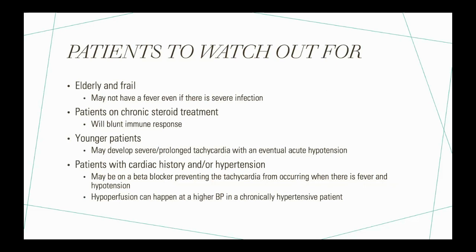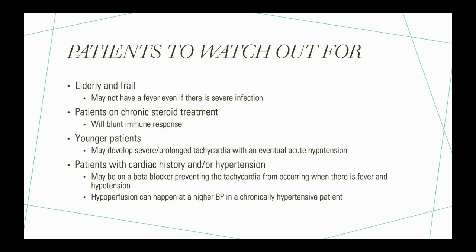Another thing to watch out for is different patients in their history and some people that can cause you trouble. The elderly and frail are known for having atypical symptoms of infection. They're not going to get these high spiking fevers that we'd see. They may not have a fever at all. Patients on chronic steroid treatment, do they have some sort of autoimmune where they're on prednisone? This is going to blunt the immune response, and we're not going to see the fevers and the compensation methods here, like the tachycardia because of dropping blood pressure.